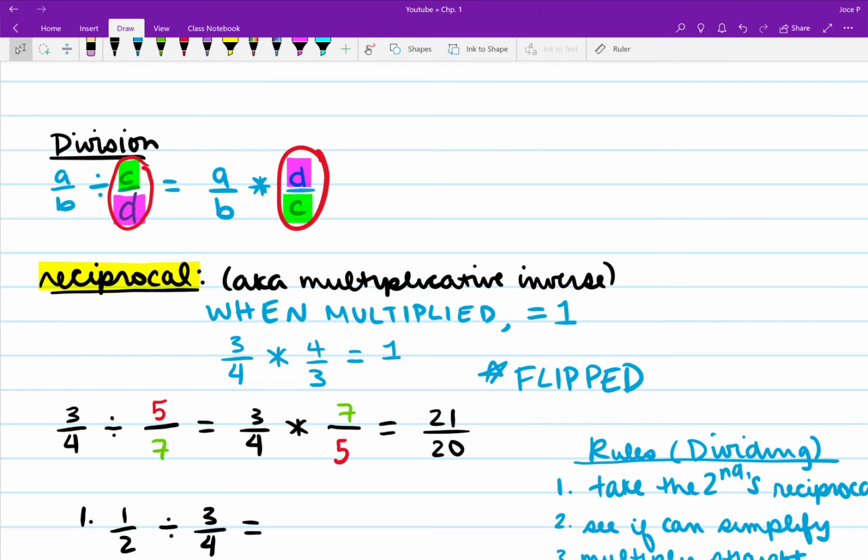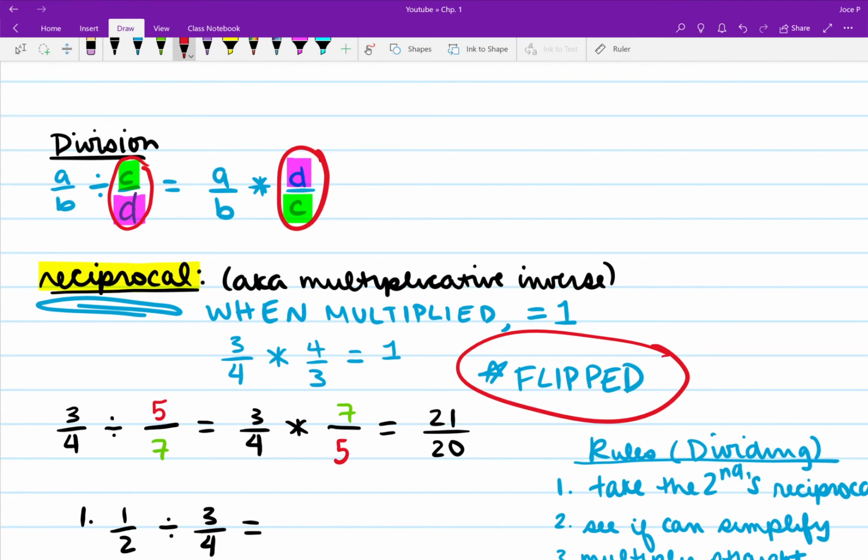So in division, we're going to take the first term and we're going to multiply it by the reciprocal of the second term. Reciprocal, that's a new word. Reciprocal, also known as a multiplicative inverse, basically means when the number is multiplied by its reciprocal, it equals 1. What does that mean, right? So the reciprocal of 3/4 is 4/3. You basically just flip the number.